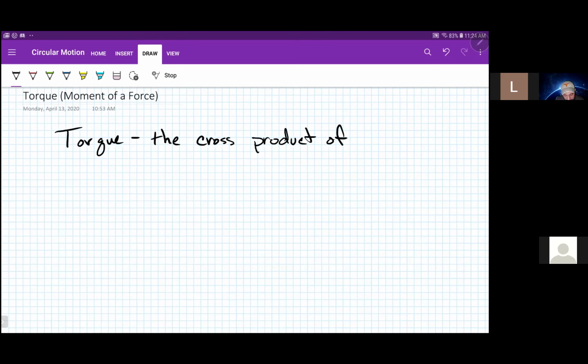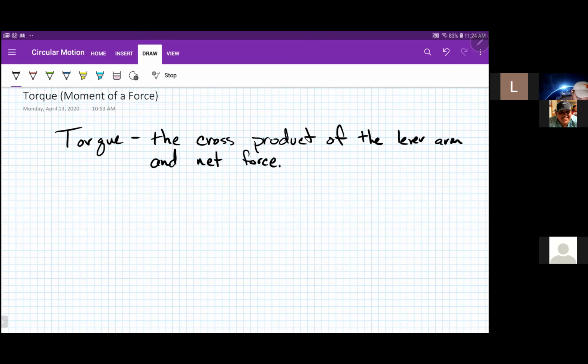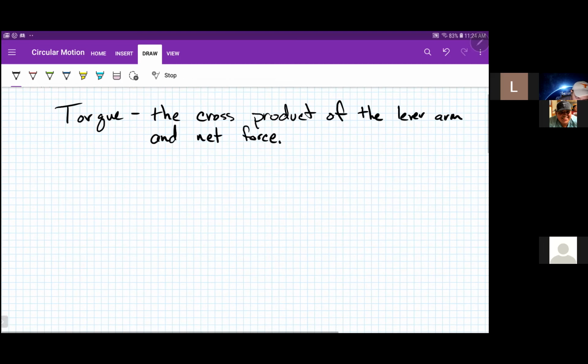Of the lever arm. Can you guys believe it got to 99 yesterday? It was pretty bad. I'm already sweating over here in my room with air conditioning. The cross product of the lever arm and net force. I get really grumpy in the summer because it's so hot. I get real grumpy.